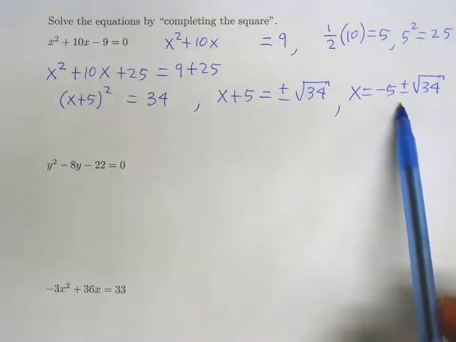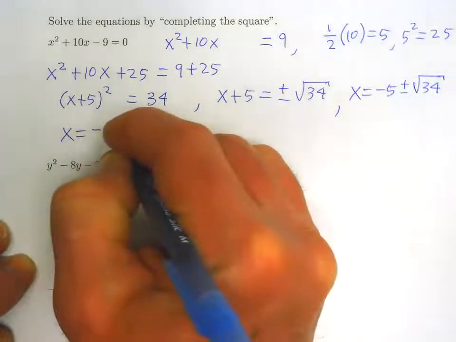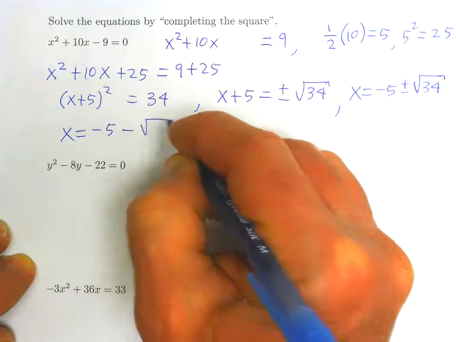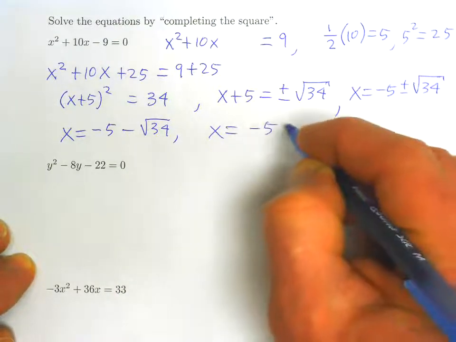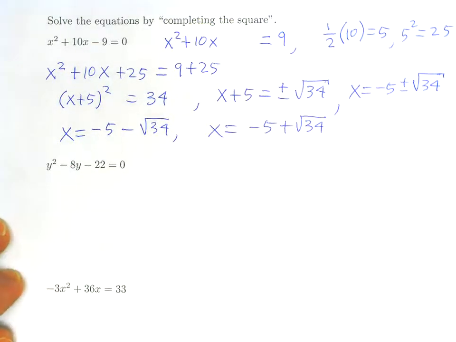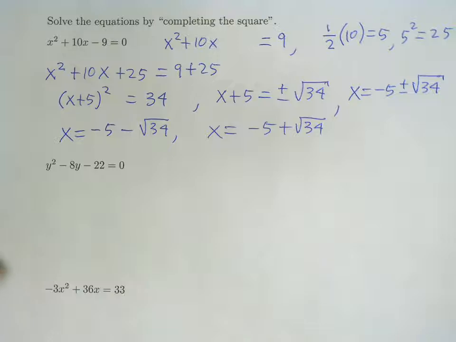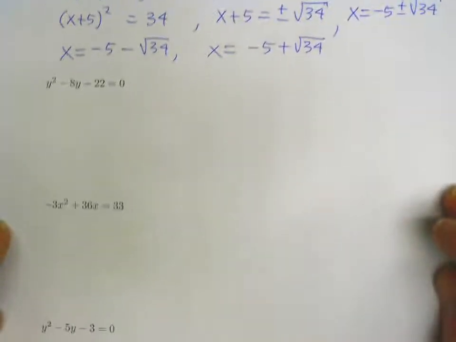If you want to write the solution separately, you can. One is negative 5 minus the square root of 34, and the other one is negative 5 plus the square root of 34. Okay, we'll do a few more examples.